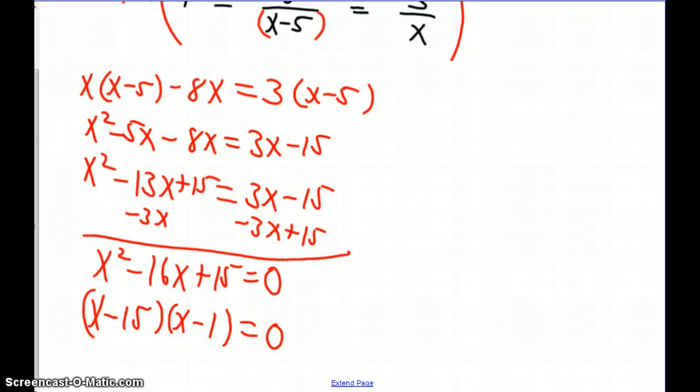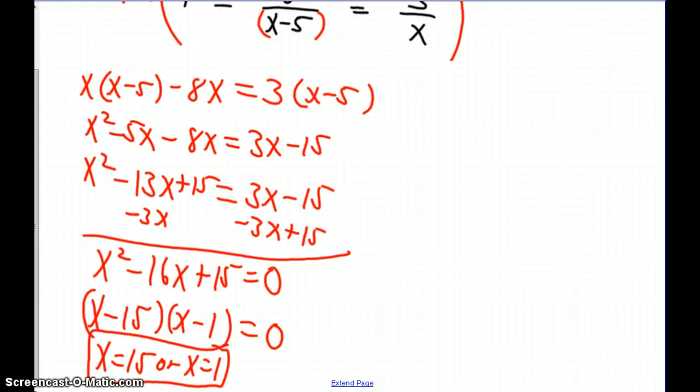All right? Okay, so now, once again, set them equal to 0. So how much will x equal here? 15. How much will x equal here? 1. Okay, so you're going to see the answers. Okay, so x equals 15 or x equals negative 1. And there are your answers right there.